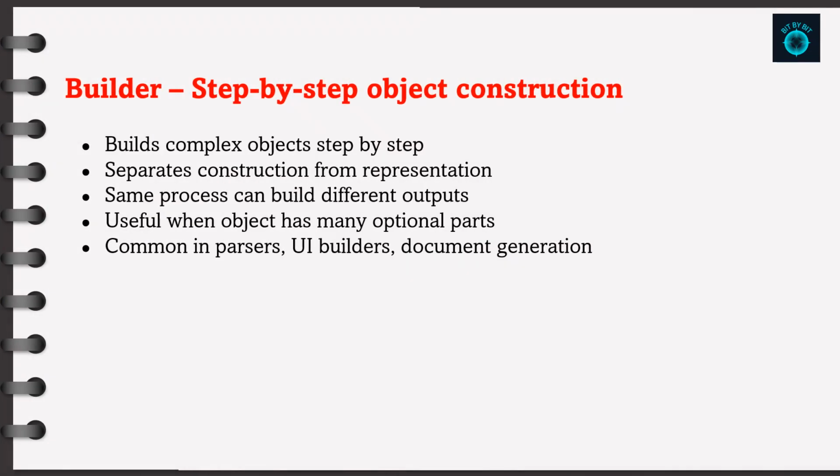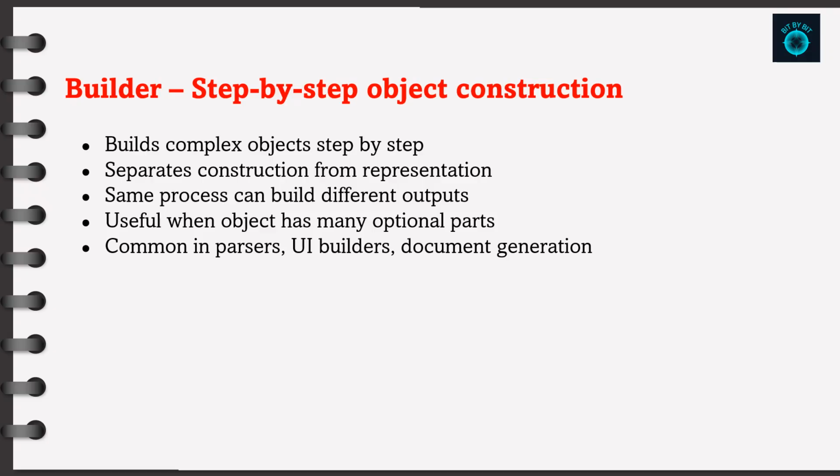Builder. Step-by-step object construction. The builder pattern is used to create complex objects step by step. It separates how an object is constructed from how it is represented. This allows the same building process to create different representations of an object. This pattern is especially helpful when you have a class with many optional parameters or when you want to construct an object in multiple steps, rather than all at once.